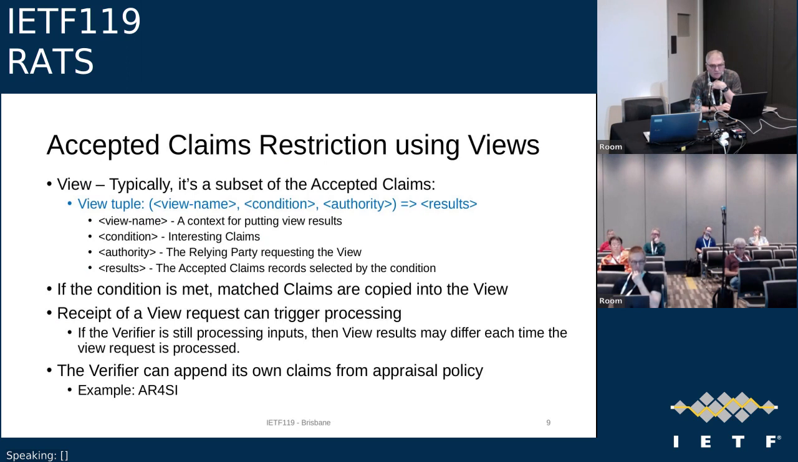So now we're going to talk about views, in other words, a way to restrict the set of accepted claims that are visible or interesting. And typically this is from the perspective of the relying party. Okay, so think of a view as a subset of the accepted claims, or at least typically it is. A view tuple might look like what you see here in the blue text, which is the view name, the condition, the authority, and then the results based on if the condition matches. What happens if the condition is matched is those claims are copied into the view.